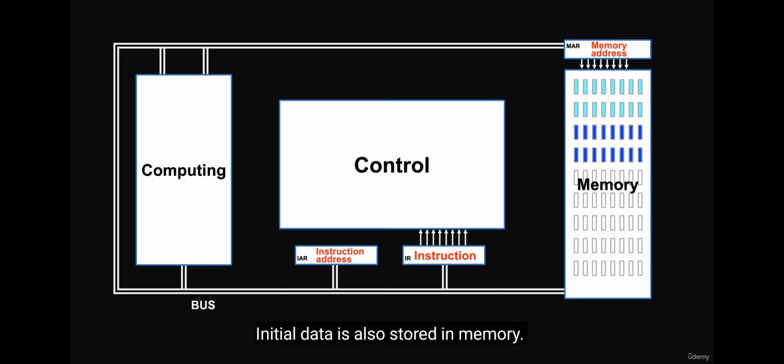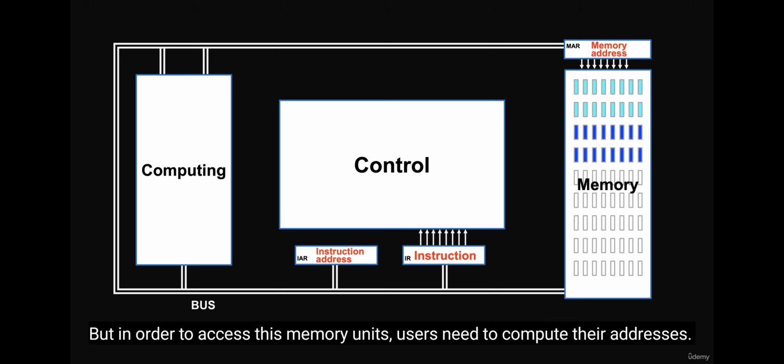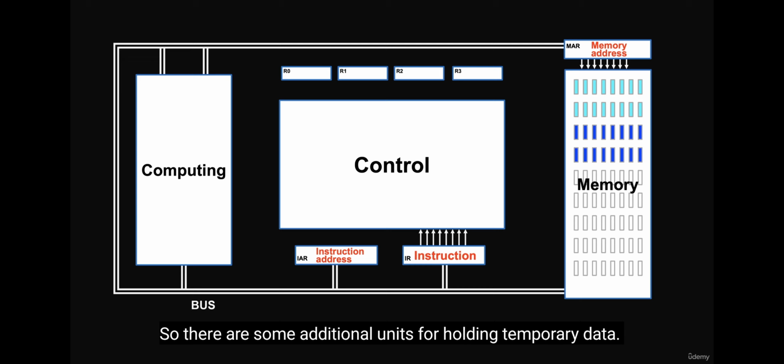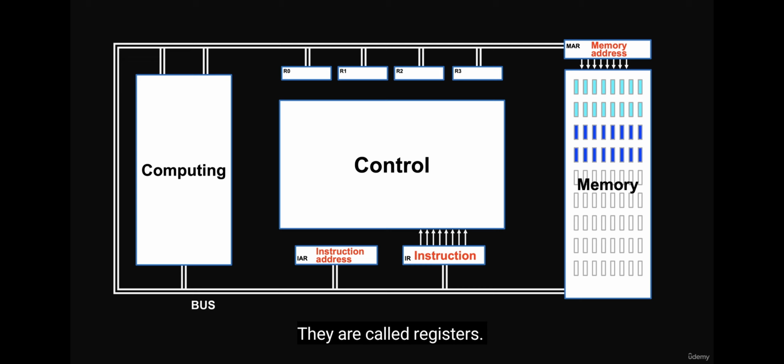Initial data is also stored in memory. But in order to access these memory units, users need to compute their addresses. So there are some additional units for holding temporary data. They are called registers. Some are for computing the data addresses, some are for housing the real data.